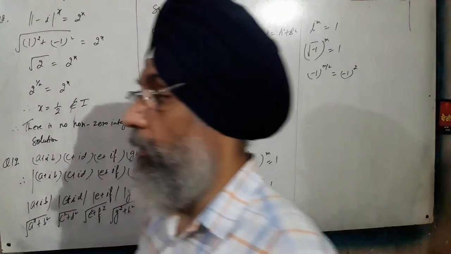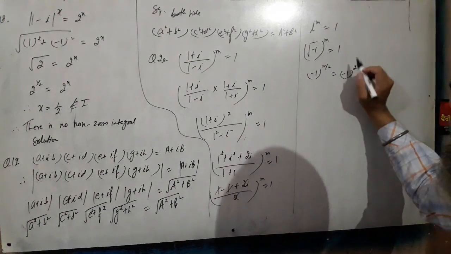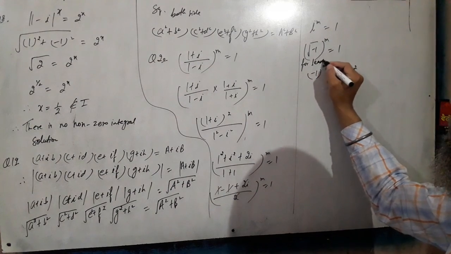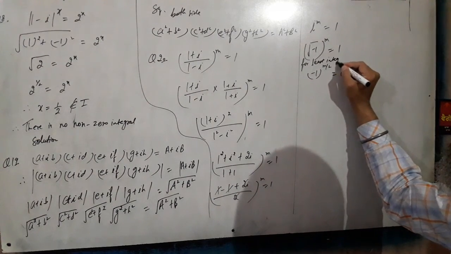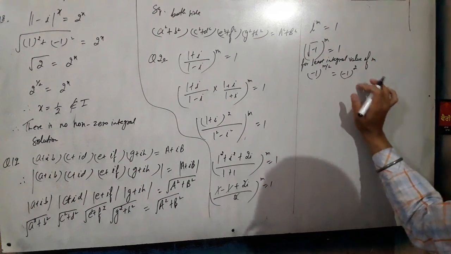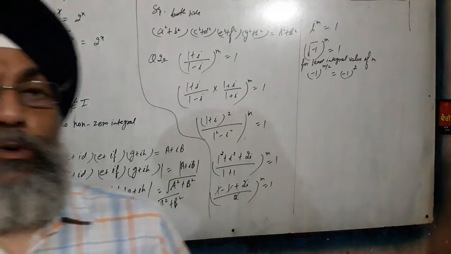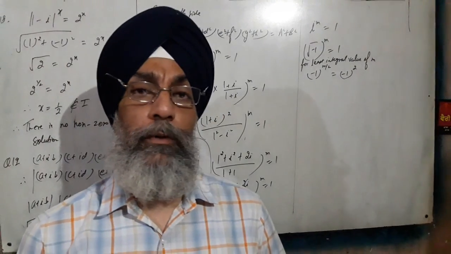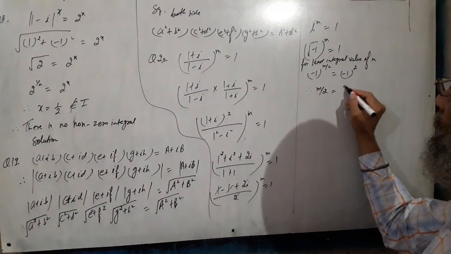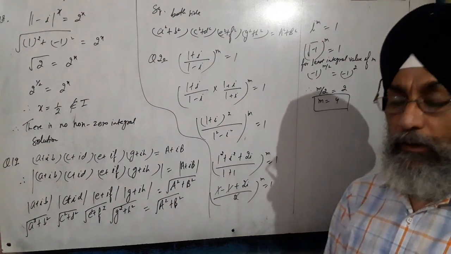Minus 1 to the power 4 is 1, minus 1 to the power 6 is 1. But we have to find the least integral value. That's why we are taking minus 1 to the power 2. Here we write the least integral value of m: instead of 1, we take minus 1 to the power 2. Minus 1 to the power 2 is 1, minus 1 to the power 4 is also 1, but since we need the least value, we go with minus 1 to the power 2. So therefore m by 2 is equal to 2. The value of m is 4. That's the least integral value of m.